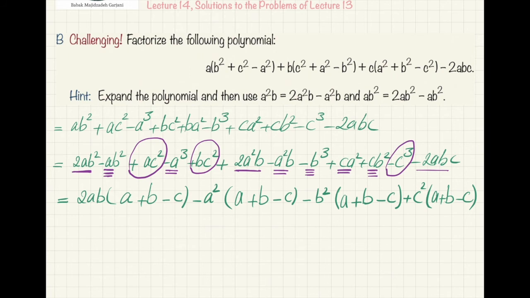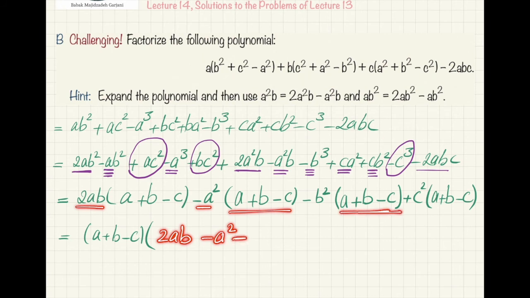It's good. Now you see that this factor is a common factor to all the terms. So what I can do, I can pull it out. So what is left? I pull this out, 2ab is left, so I write 2ab. I pull this out, negative a squared is left, so I put negative a squared. I pull this out, negative b squared is left, and finally I pull this out, positive c squared is left. So I will write this for you. Yes, it becomes 2ab minus a squared minus b squared plus c squared.